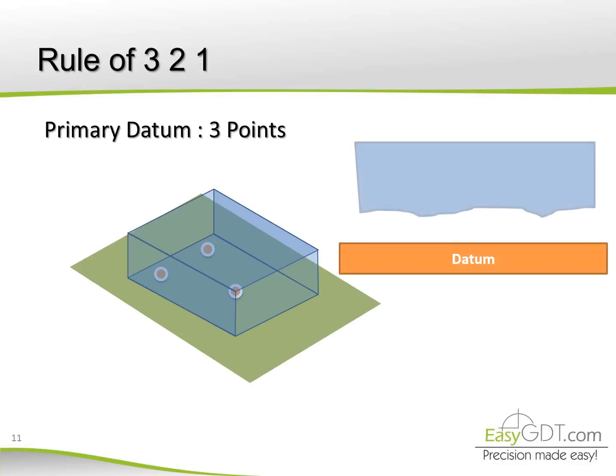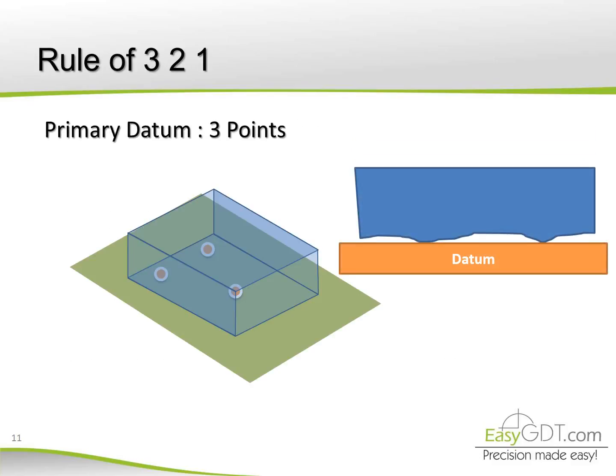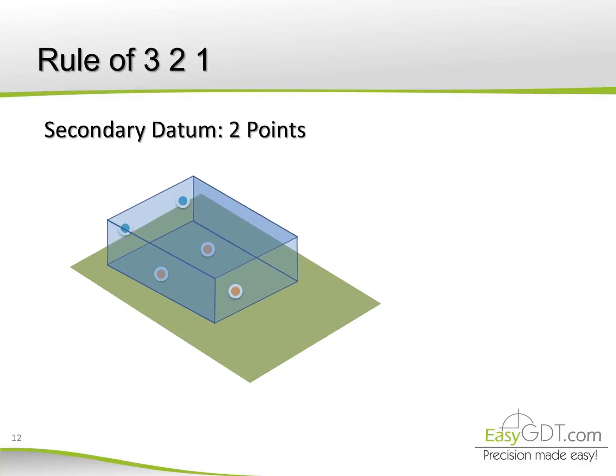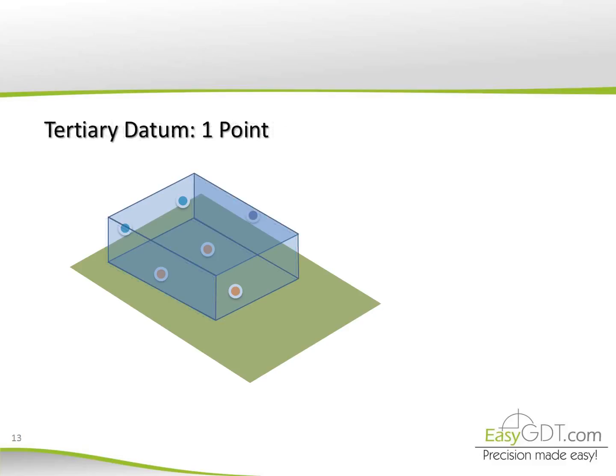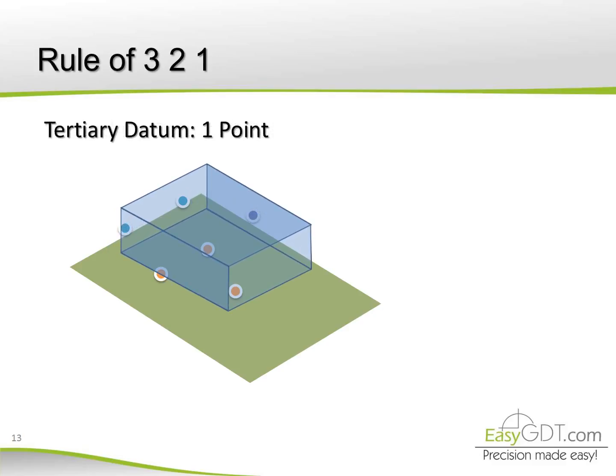When the part makes contact with the primary datum, given the imperfections of the surface, the highest points of the part are those that will contact the datum, and there must be at least 3. For the secondary datum, we'll need at least 2 points, since with only 1 point, it would allow rotation of the part. And for the tertiary datum, we require only 1 point of contact to stop the translation. With this, we'll have a fully restrained part.